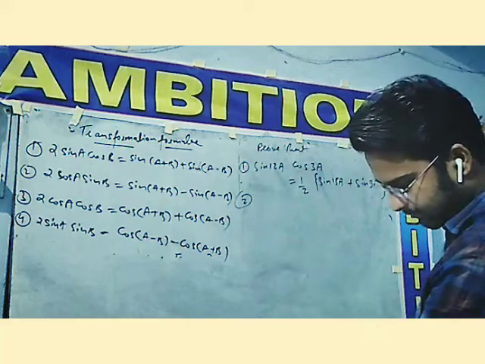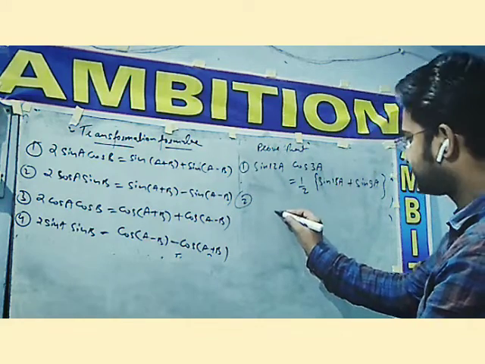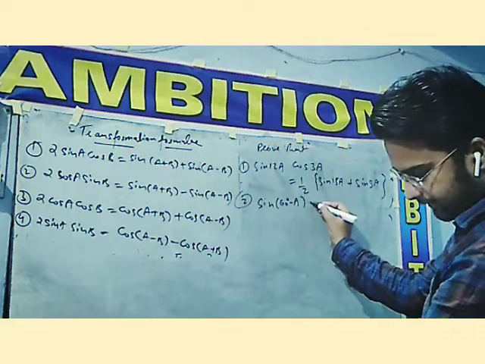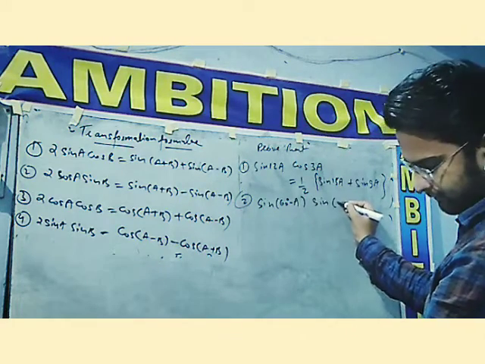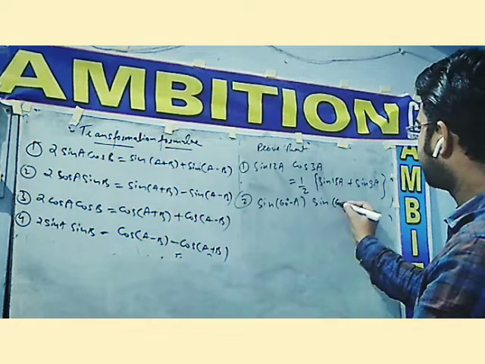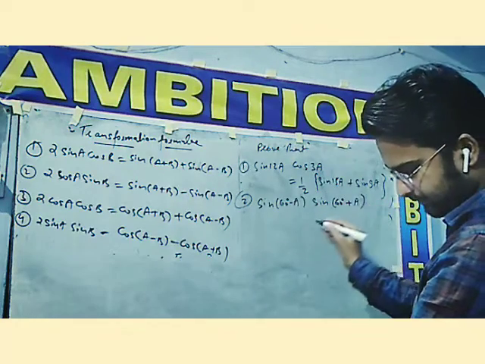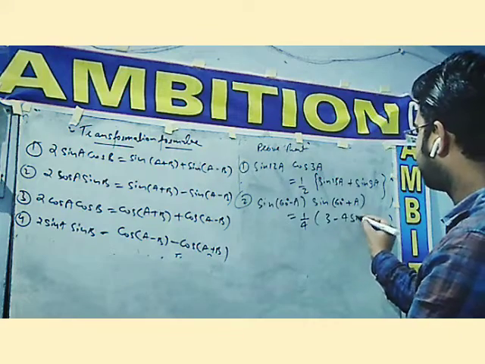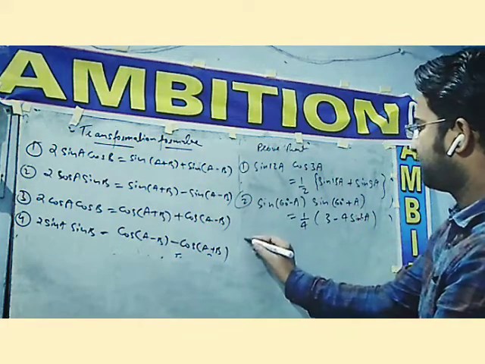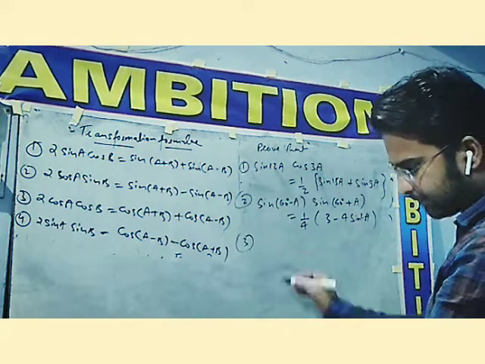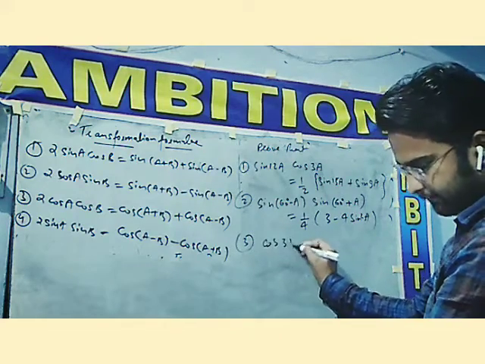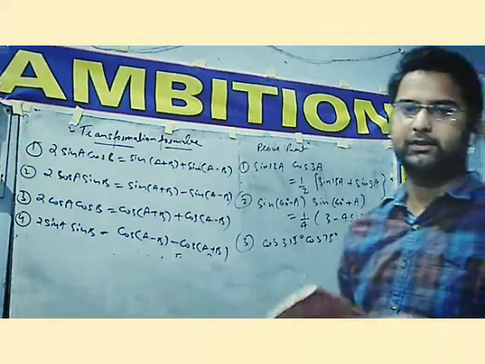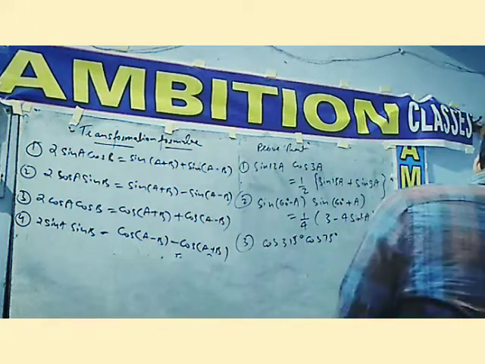Okay, students. Now let's move on to the next question. sin(60 degree minus A) into sin(60 degree plus A) equals 1 by 4 (3 minus 4 sin square A). This is the second question. And the third question is, students, cos 315 degree into cos 75 degree. These are all the three questions that you have to solve.